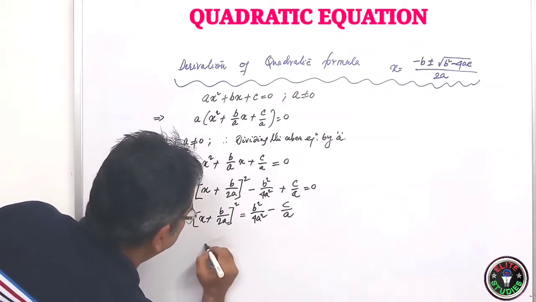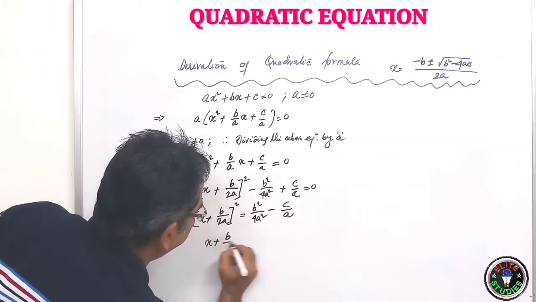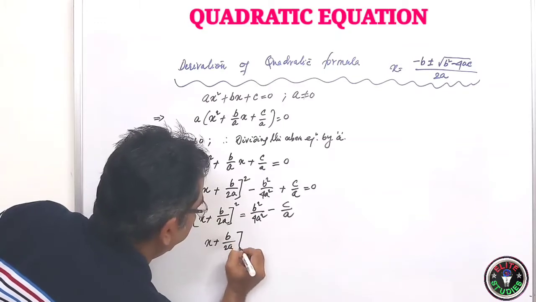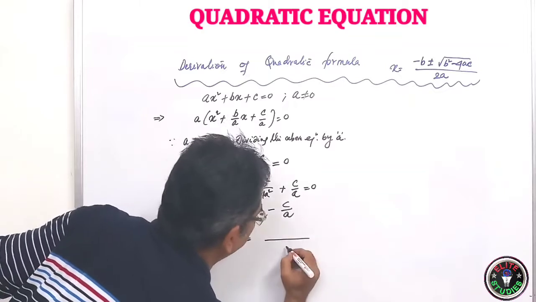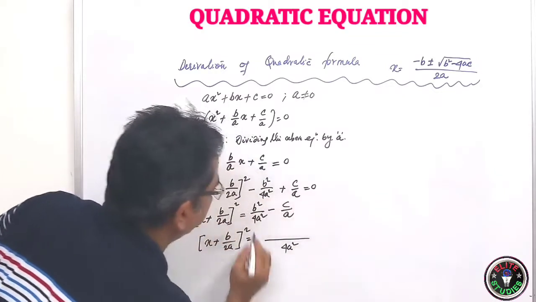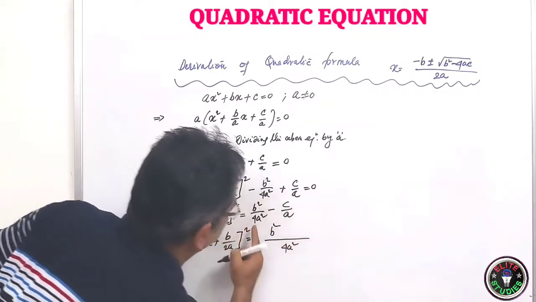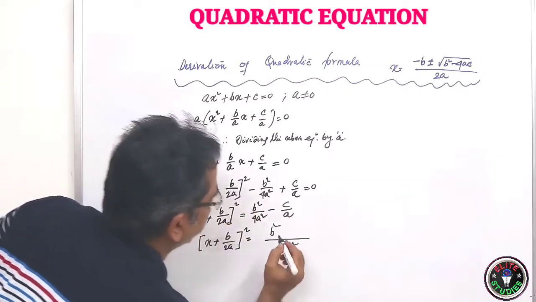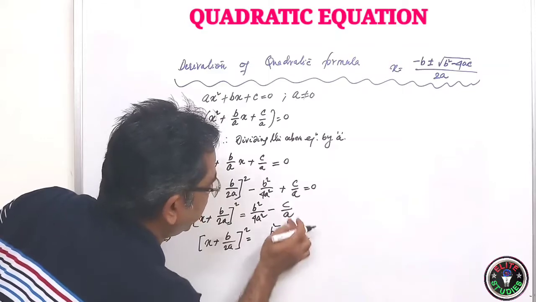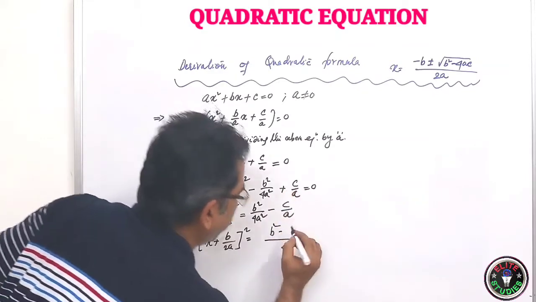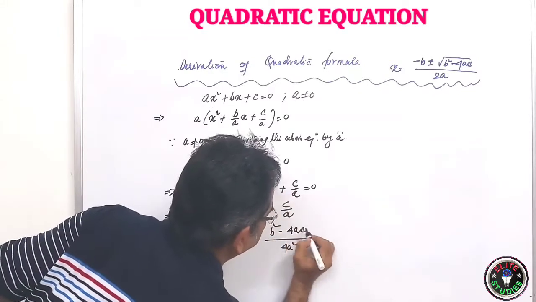So it will be x plus b by 2a whole square will be equal to, the LCM will be 4a square, and it will be b square by 4a square, 1 into b square minus, if you divide this, 4a square by a, you will get 4a. So 4a into c, it will be 4ac.